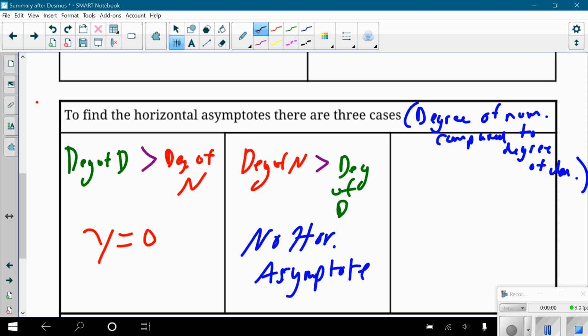So you've got degree of denominator bigger than degree of numerator. Degree of numerator bigger than degree of denominator. Well, what's the third possibility? They're the same. Okay? So the third possibility is the degree of the numerator equals the degree of the denominator.